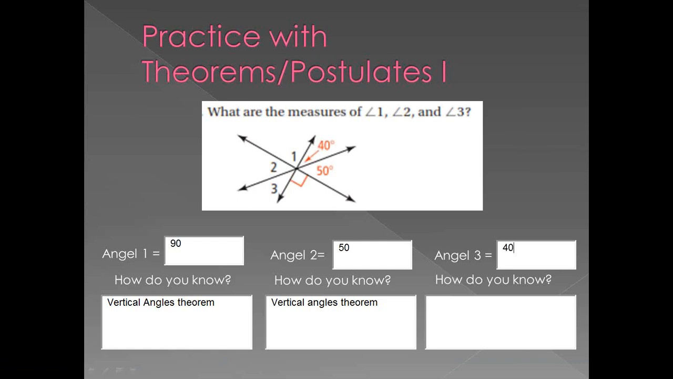Good, it's 40. And that's the same theorem. We use the same one for all 3 parts. Okay. Now when you guys are doing proofs, you're gonna have to know stuff like that where you say angle 1 is 90 would be your statement. So let's do an example that looks like that.